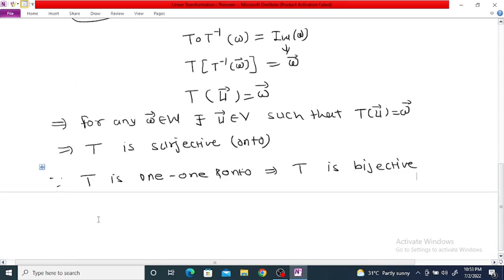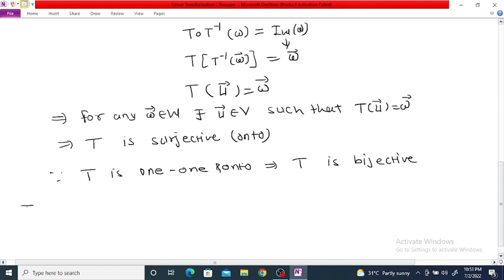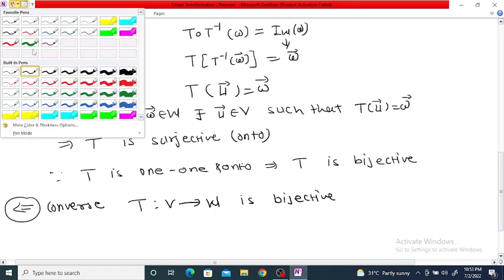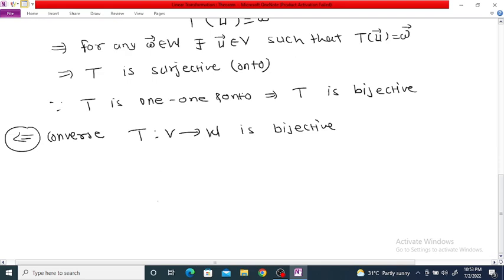Now next, the converse part we are going to prove here. Suppose T is a mapping from V to W that is bijective. And what is our claim? Our claim is that T has an inverse function, T has an inverse mapping.